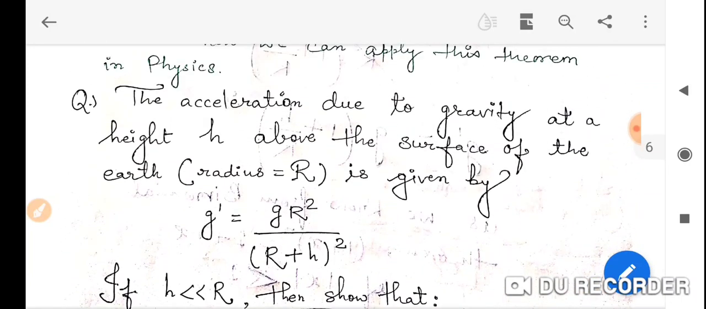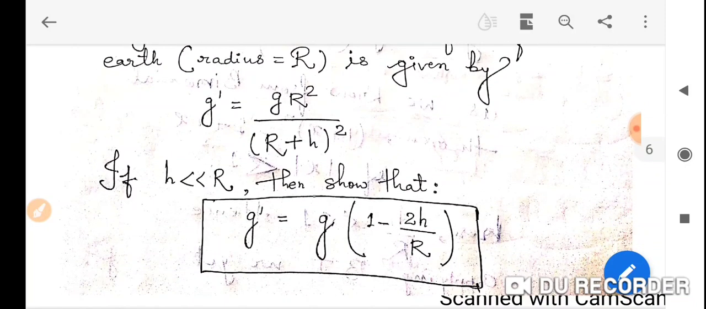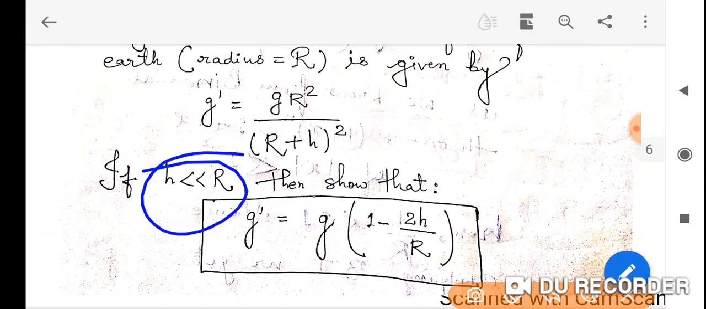Again I am repeating the question. The acceleration due to gravity at a height h above the surface of the earth, assume the radius of the earth to be capital R, as earth is spherical in shape. You have to assume it in this question. It is given by g dash equals to gR square upon (R plus h) whole square. The condition has been given that the height h is very less than the radius of earth.